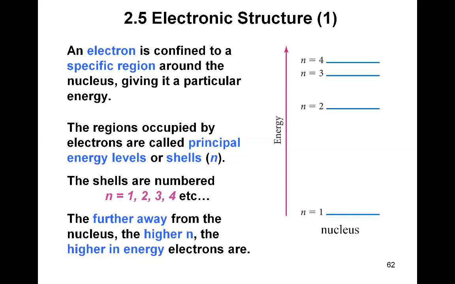Then as you move away from the nucleus, you add another shell, the n equal 2 shell, with a higher level of energy than the first. And as you move farther away from the nucleus, comes the third shell with n equals 3, and then the fourth shell, etc. So the further away from the nucleus, the higher the shell number and the higher in energy the electrons are.